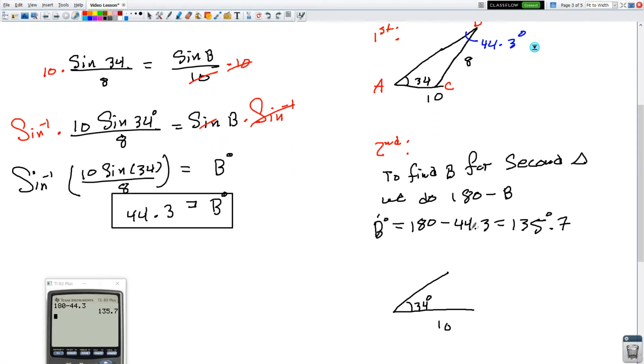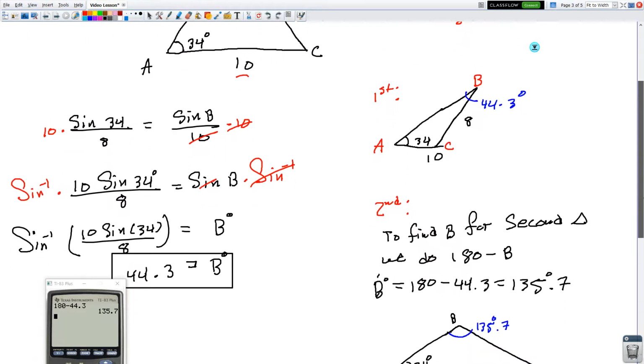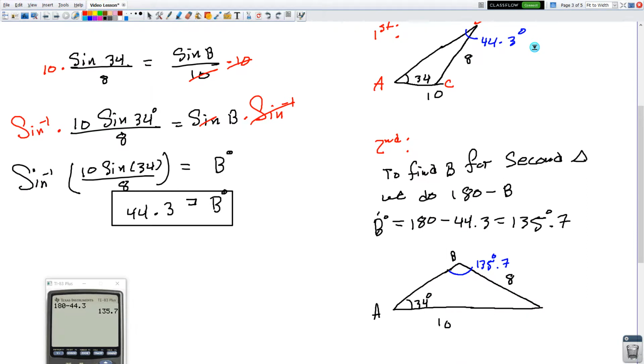But now angle B, which again, this is A. Now angle B right here is going to be equal to 135.7 degrees. And again, we're still using the same information, so that means that the side is still 8.